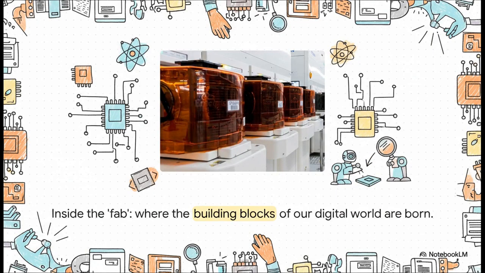Okay, so this looks like something straight out of a sci-fi movie, right? But it's totally real. Welcome to the inside of a semiconductor fabrication plant, or a fab for short. This is one of the cleanest, most ridiculously controlled environments on the entire planet. And there's a good reason for that, because of what's happening in here. It's basically microscopic magic. This is where the building blocks of our digital world are born.